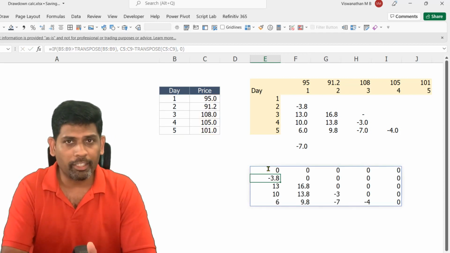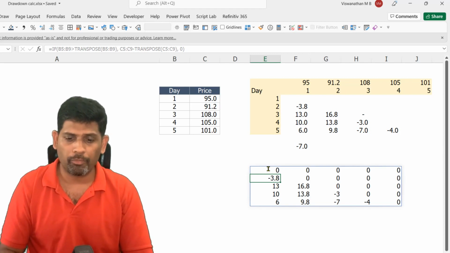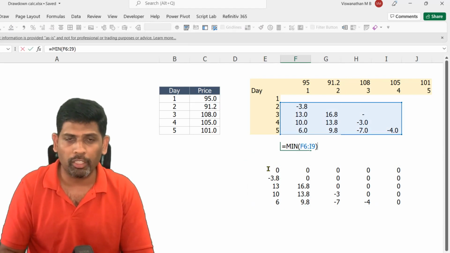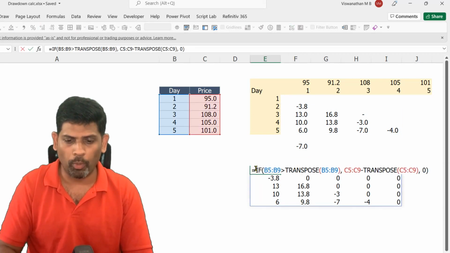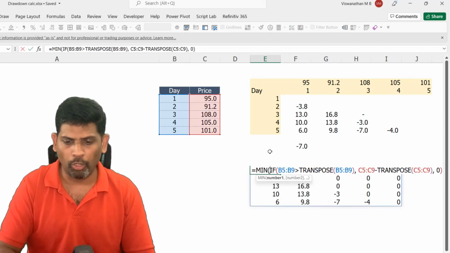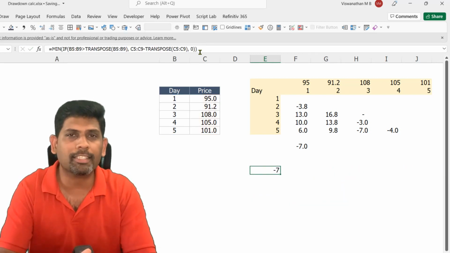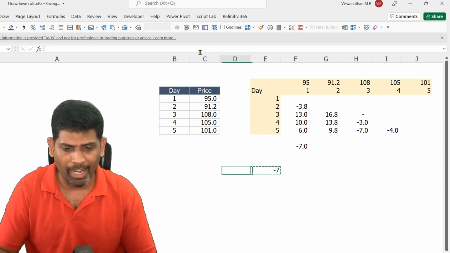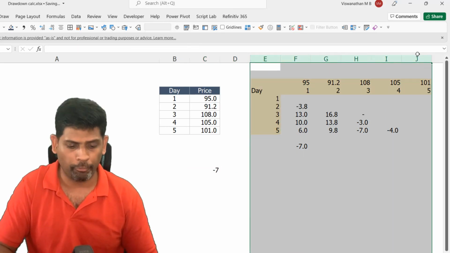So I've got the matrix here. Now of course we don't want the matrix, we only want the final answer. So what did we do here to get the drawdown earlier? I use the min function. That's what I'm going to do here. Equals min of this entire section. In one single cell I got the data and I didn't need to work with this entire matrix. That was unnecessary for us.